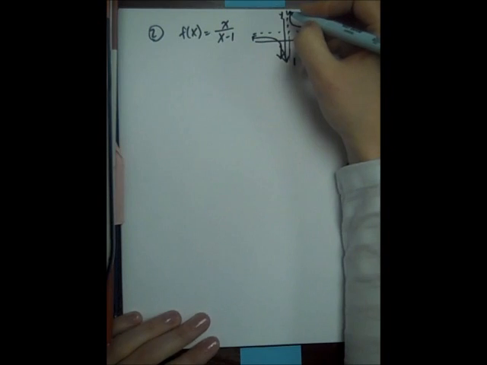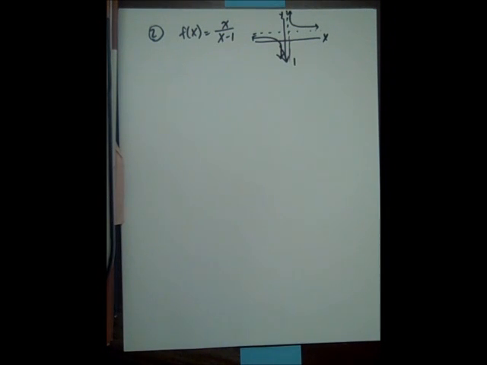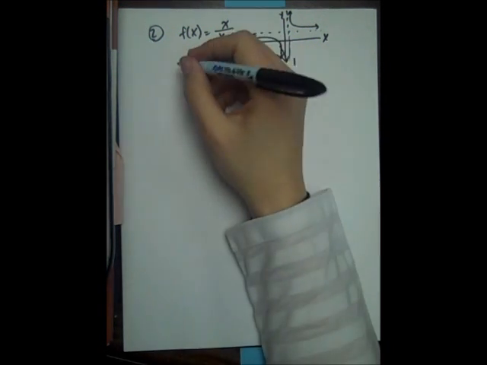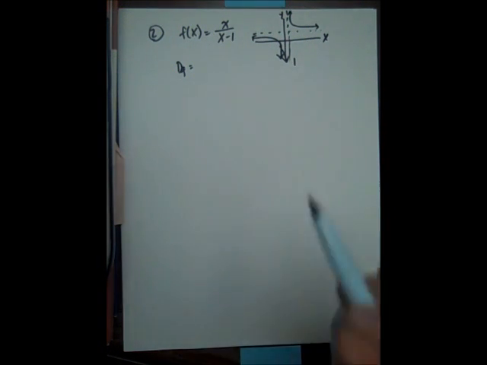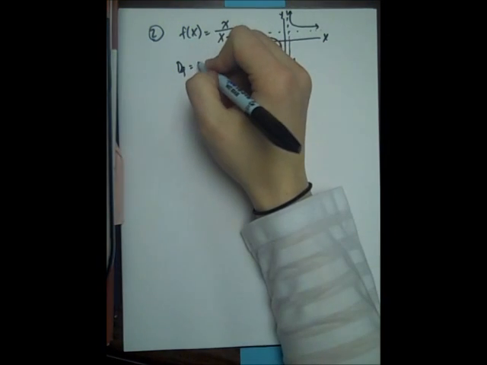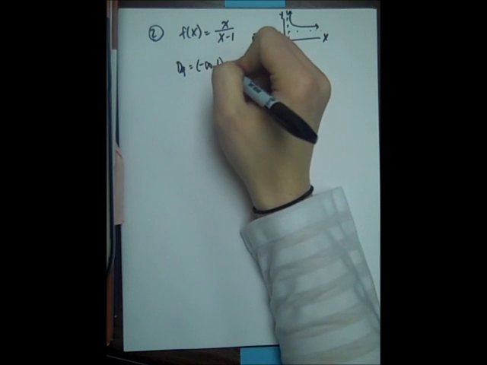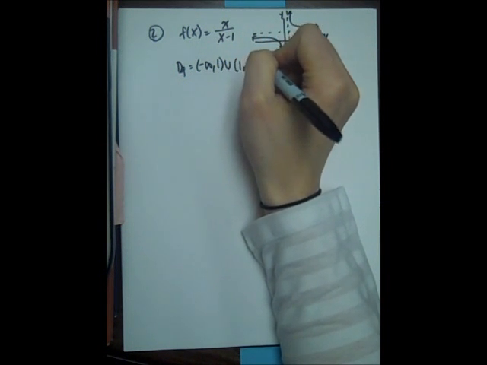Here's my x, here's my y. Does this pass the horizontal line test? And the answer there is yes, it does. So the inverse does exist. What's the domain of this function? The domain of this function is everything except for 1. So that would be negative infinity to 1 together with 1 to infinity.